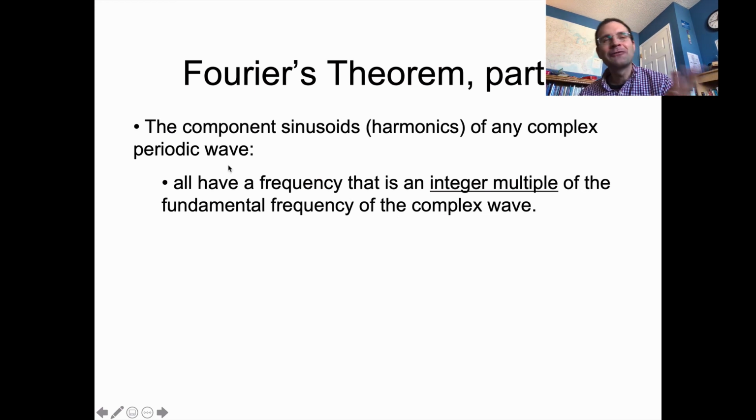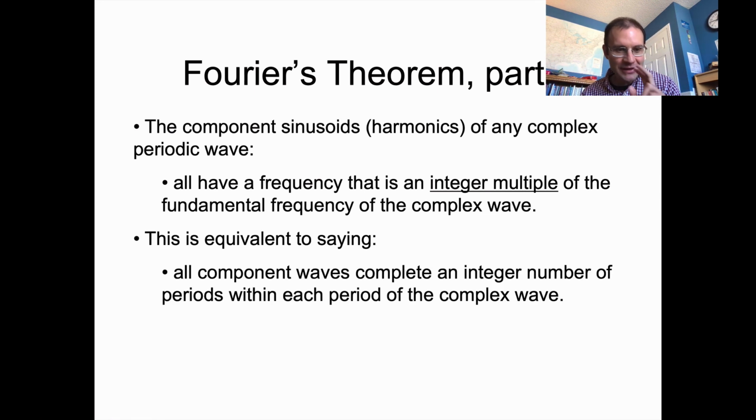But Fourier's theorem implies, or actually proves, that the component sine waves or harmonics of any complex periodic wave will all have a frequency that is an integer multiple of the fundamental frequency of the complex wave. I'm going to write that down, but it turns out you actually knew this, because this is equivalent to saying that all component waves of a complex wave will complete an integer number of periods, a whole number of periods, within each period of the complex wave.